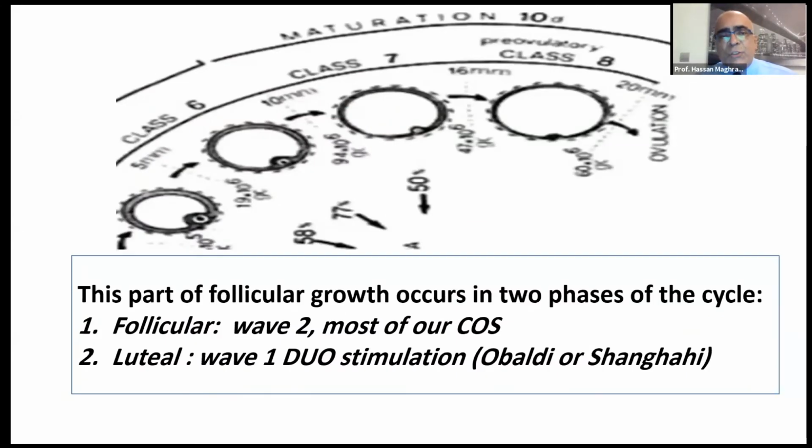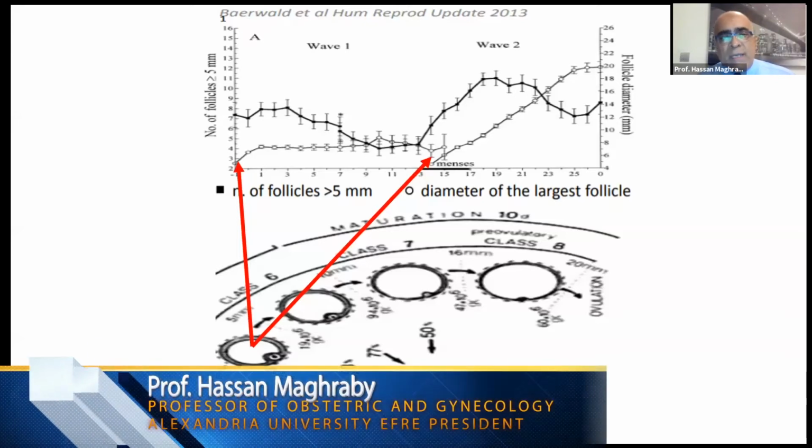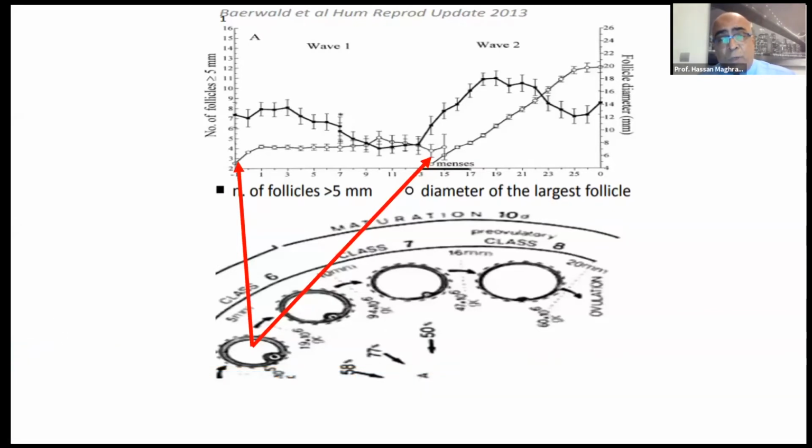After the follicles reach 5 millimeters, they start growing in two phases. Phase 1 starts right after ovulation, and it is a minor phase. Follicles do not attain an ovulatory size because LH is lowered by the progesterone increase. Whereas wave 2 starts after menses, and it is a major wave where follicles can grow up to a size of 20 or more, where they can rupture and ovulate. So this is wave 1 and wave 2, and this is the principle that we use in induced stimulation, Shanghai protocol, or whatever.